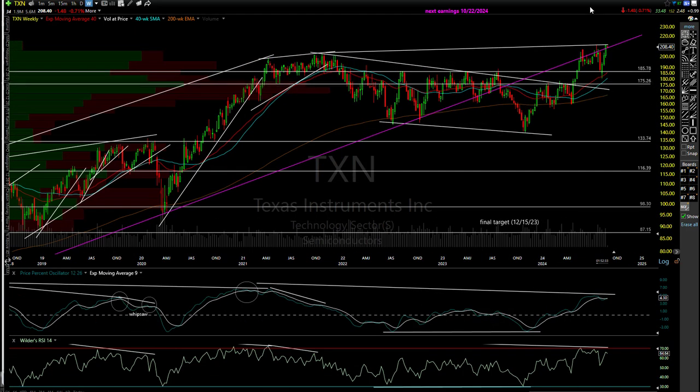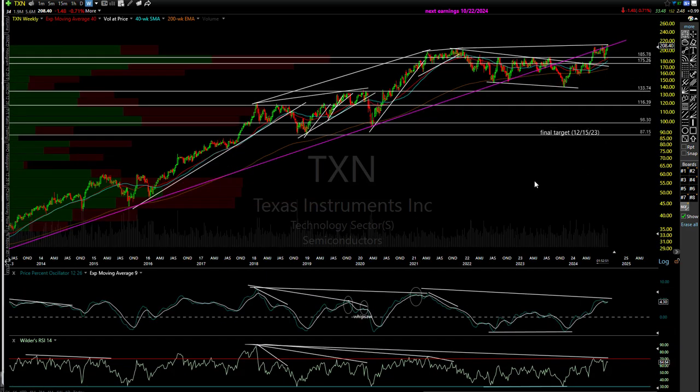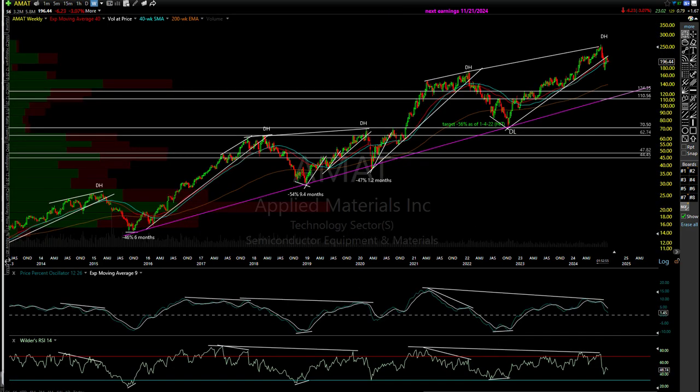Very big negative divergence. And from a bigger picture, this is simply a breakdown and a back test. We're back testing the primary uptrend line again that comes off the 2009 lows. So if we get rejected here, just from the scope of this pattern, we're probably coming down to these longer term targets I gave you back a year or so ago, almost a year ago.